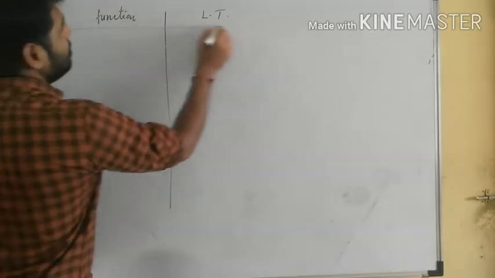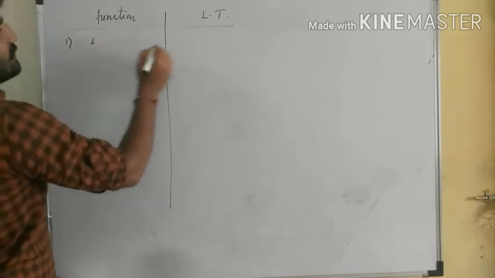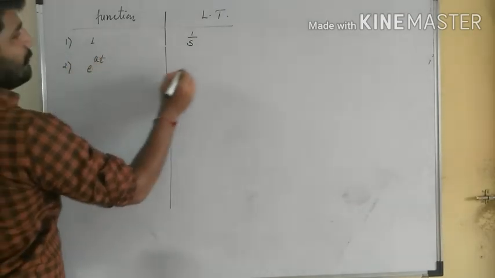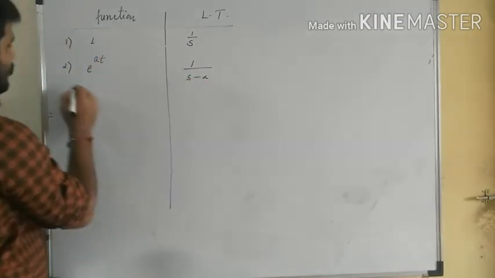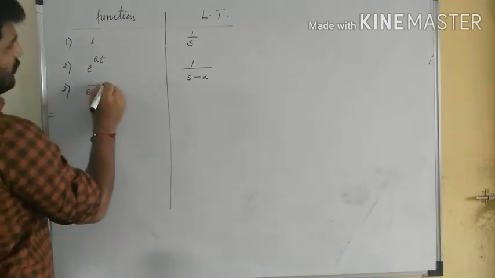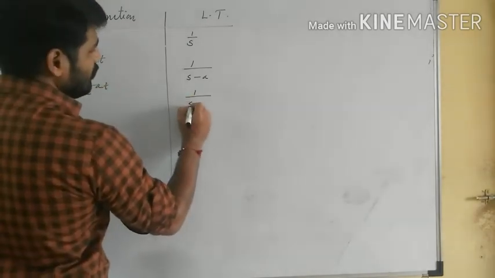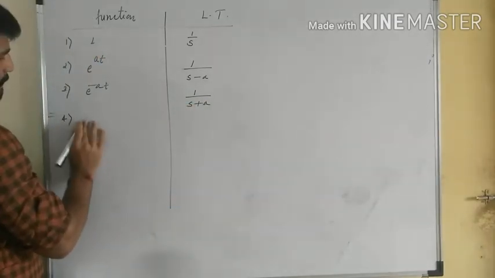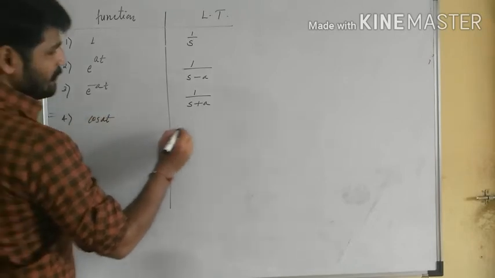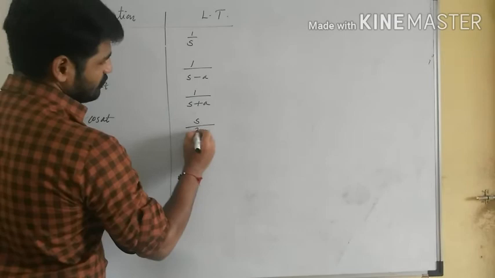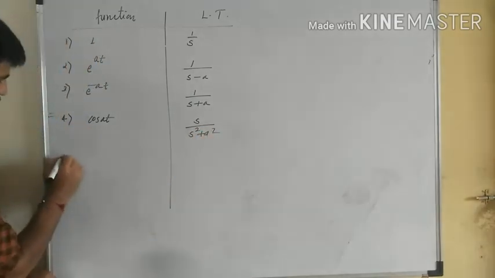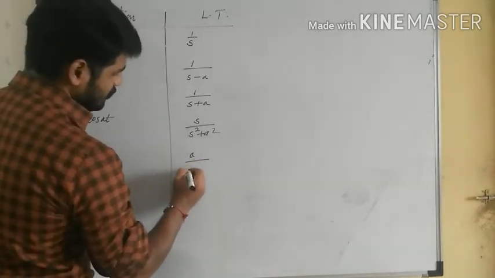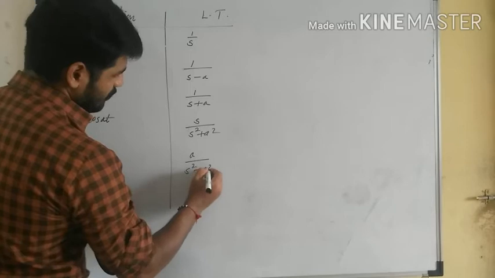See here, number 1, its Laplace transform is 1 upon s. Number 2, e raised to at, its Laplace transform is 1 upon s minus a. Number 3, e raised to minus at, its Laplace transform is 1 upon s plus a. Number 4, cos at, its Laplace transform is s upon s square plus a square. Next is number 5, sine at. Its Laplace transform is a upon s square plus a square.